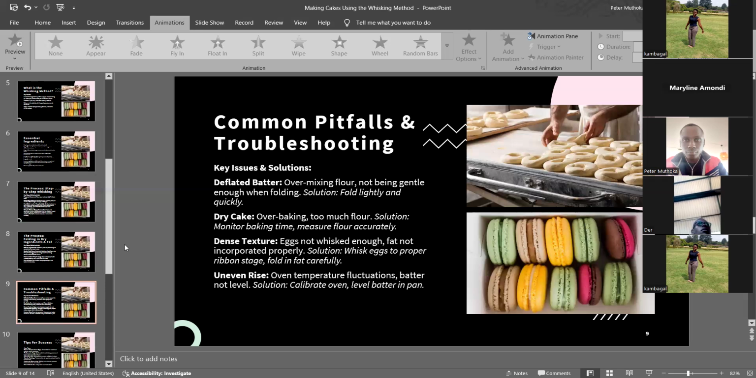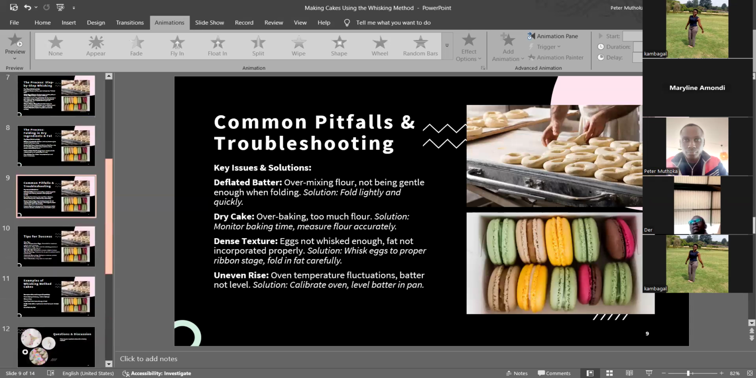Then we also have a dense texture, and that one will occur due to eggs not whisked enough. We need to whisk our mixture rightly and correctly. You need to whisk it to give it enough time. Then fat, if not incorporated properly, you need to incorporate the fat properly. Then the solution for that, we need to whisk eggs to proper ribbon stage, fold in fat carefully.